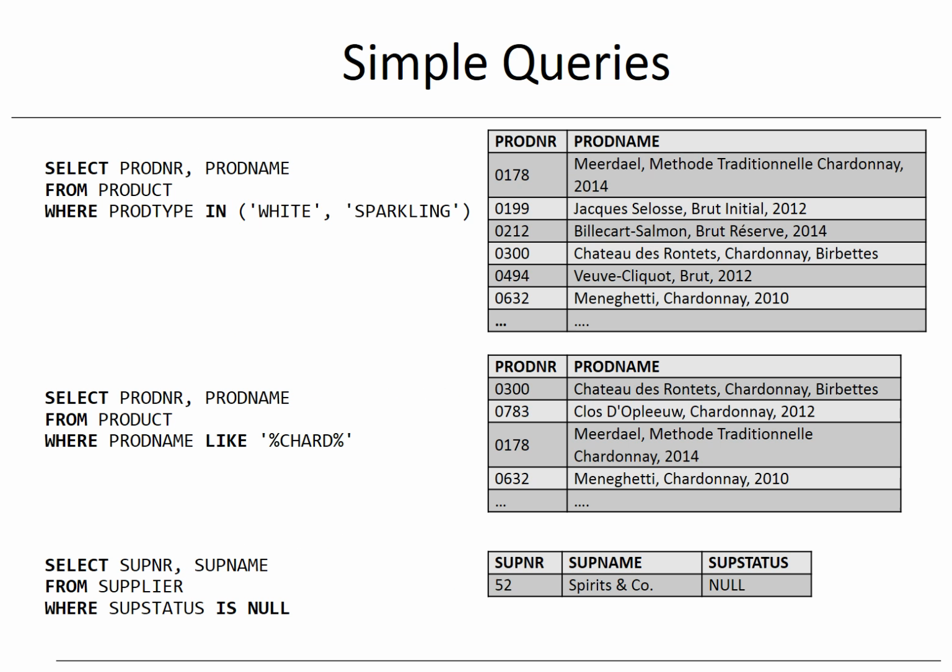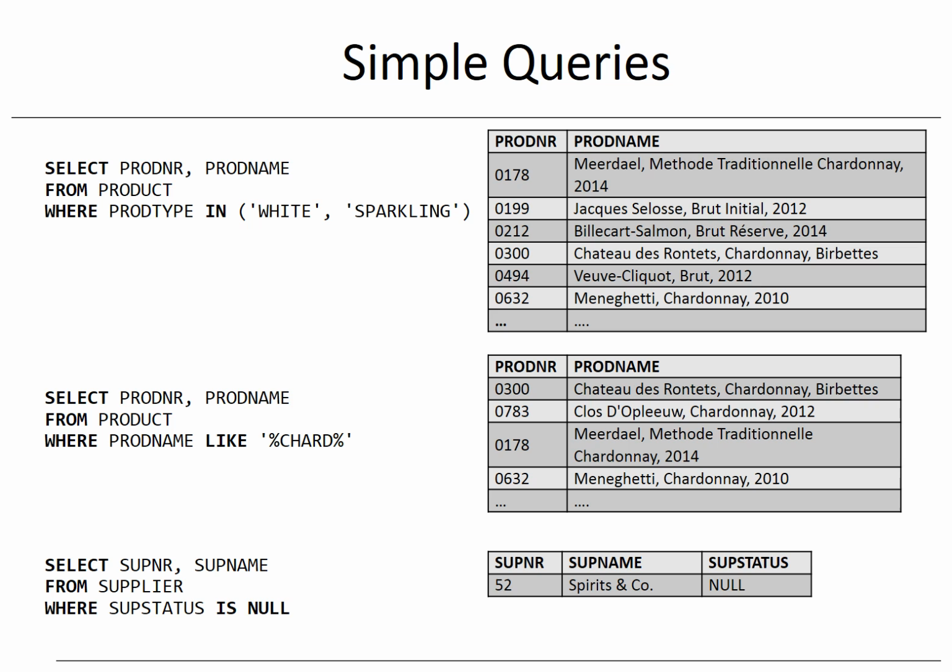Here you can see some more simple queries. Remember, simple queries only retrieve information from one table. The first query selects the product number and product name of all products whose product type is either white or sparkling. Note the use of the IN operator, whereby the strings white and sparkling are combined into a set.